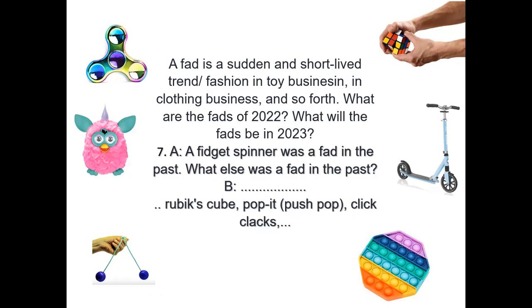Okay. Yes. Dialogue 7A. A fidget spinner, or just a spinner. This one. A spinner was a fad in the past. What else was a fad in the past? Yes, this, click clacks. These click clacks were a fad in the past. And this bird, do you remember its name? It was something like Fuzzy, Lucy, something like this, but I can't remember now. This word was a fad in the past, and this scooter was also a fad in the past. Okay, all right.